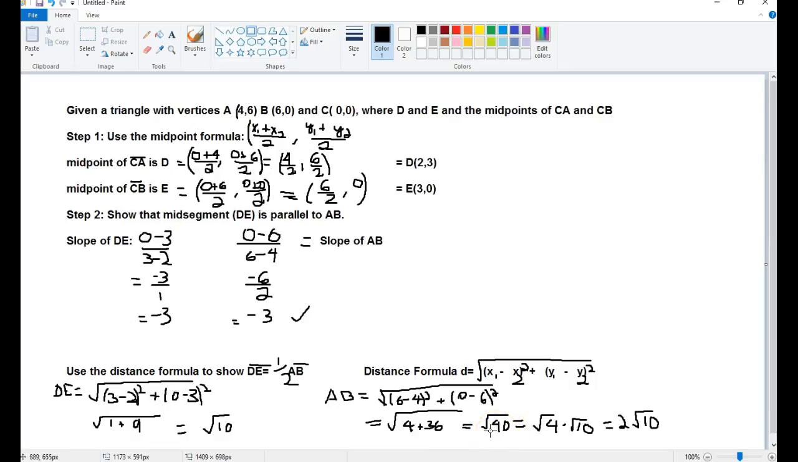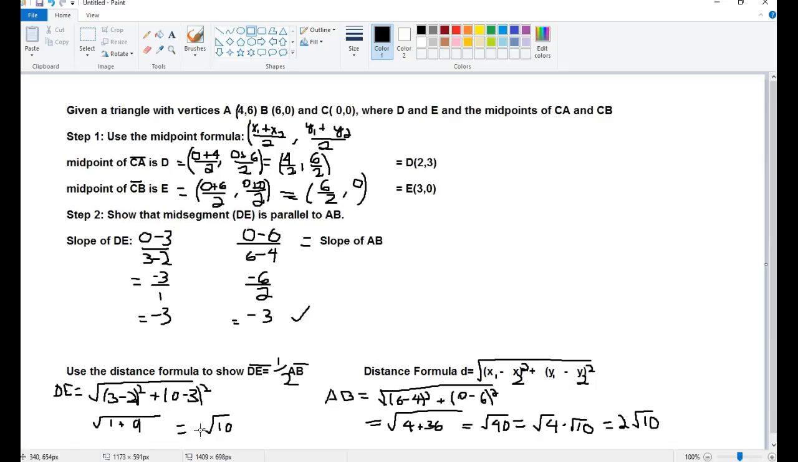Now we can reduce this a little bit more. Remember, when we're reducing radicals, we can separate them into numbers that multiply together to equal the original. So I can do radical 4 times radical 10, which is 2 times radical 10. Now this is our final answer here, and this is our final answer here. So we have just shown that DE is 1/2 of AB. To get from here to there, you divide by 2. So we have just shown that this will always work.